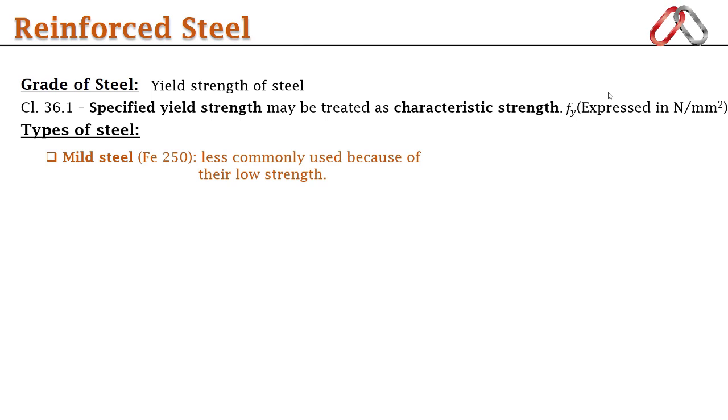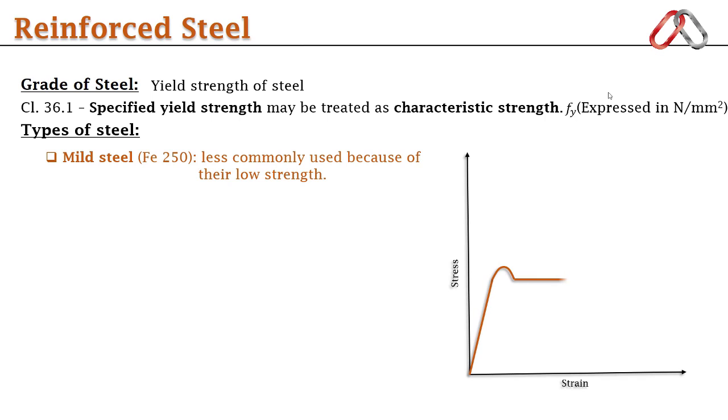The first one is mild steel bar. We use the term Fe250 for this bar because their yield strength is 250 Newton per mm square. These bars are less commonly used because of their low strength. Another one is medium tensile steel bar. They have slightly higher strength than mild steel bar. IS code also permits the use of medium tensile bar, but these bars are rarely used.